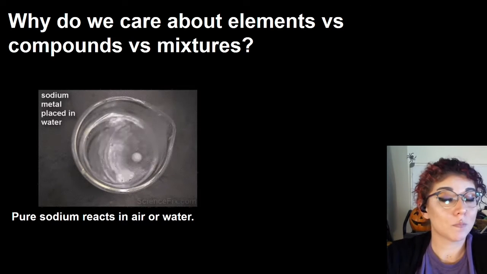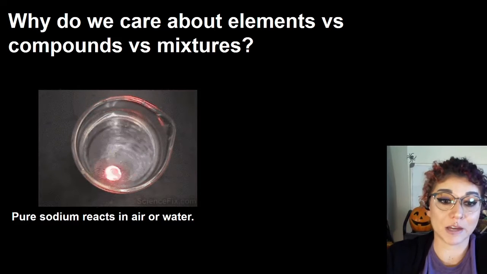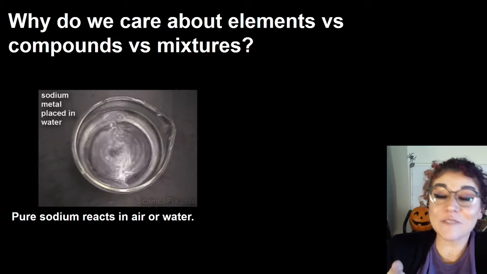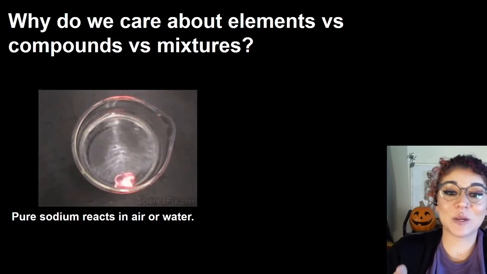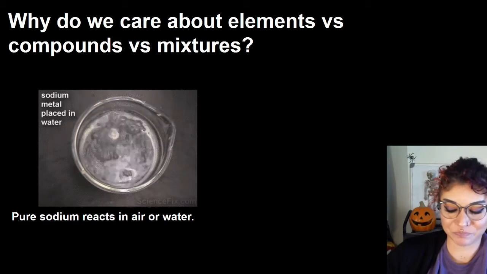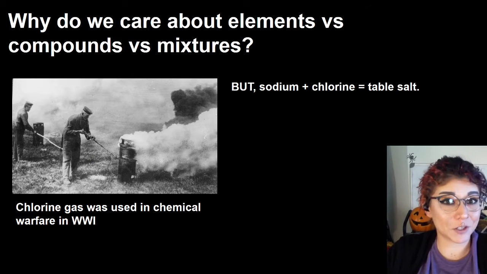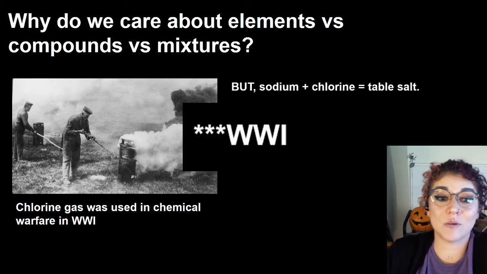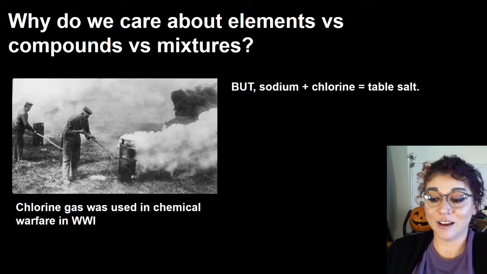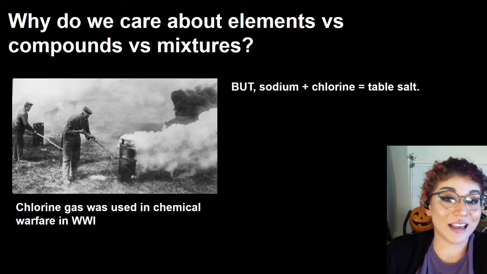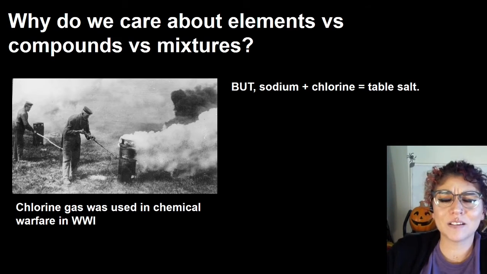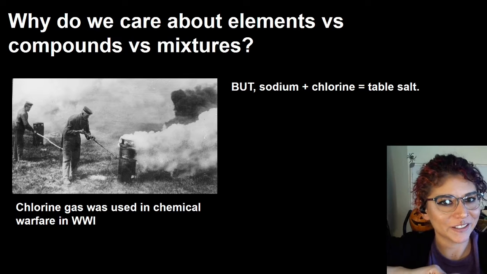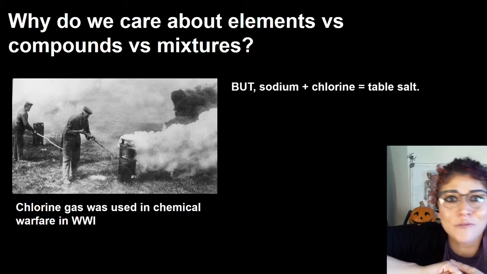Let's look at sodium. Pure sodium is a chunk of solid metal, and it actually reacts with oxygen in the air or in water pretty violently. This is not edible. We cannot eat this. We do not really want to interact with pure sodium. If we think of chlorine, actually chlorine gas rose to infamous prominence in World War II when it was used as a form of chemical warfare, and it's pretty lethal. Chlorine gas can kill you. But when sodium and chlorine come together chemically, they make table salt. And table salt is okay for us to consume.